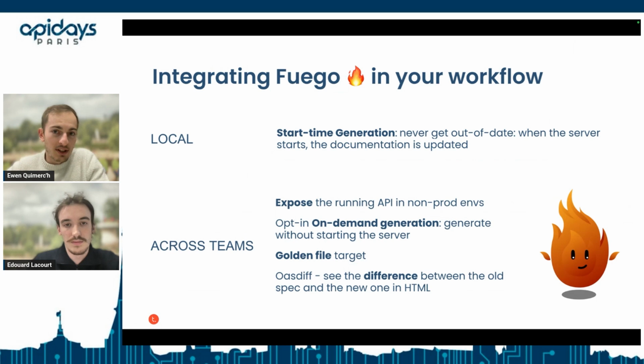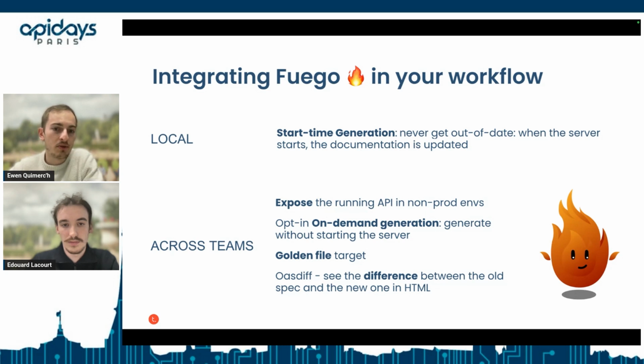You can integrate Fuego in your workflow. First of all, locally, we have start-time generation. So whenever the server starts, the documentation is updated. So you never have out-of-date documentation, and it also generates it in parallel in another Go routine, so it doesn't impact the start time. And across teams, you have the choice to expose the OpenAPI, for example, for non-production environments. You also have on-demand generation, meaning generate the spec without starting the server.